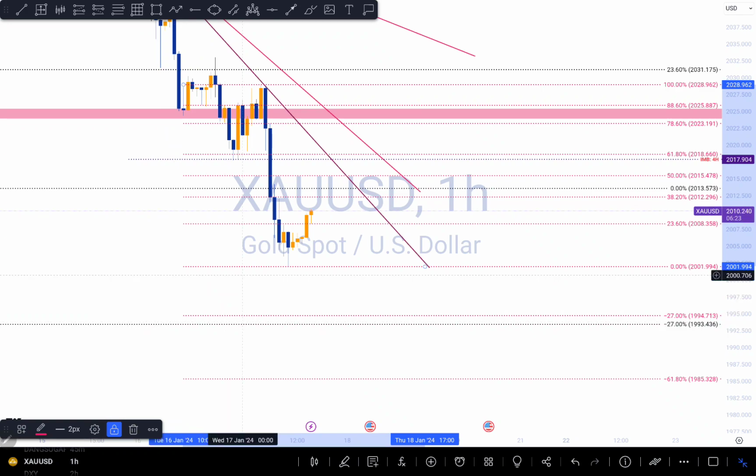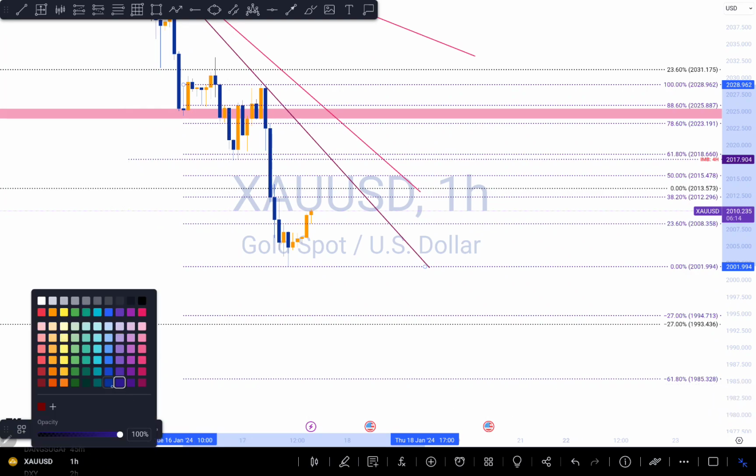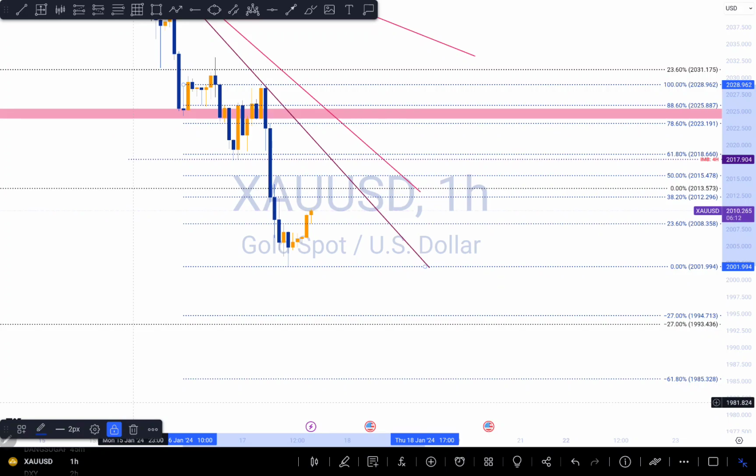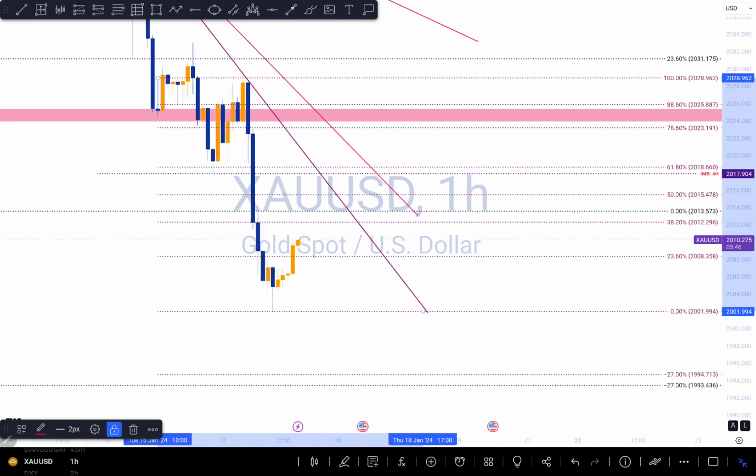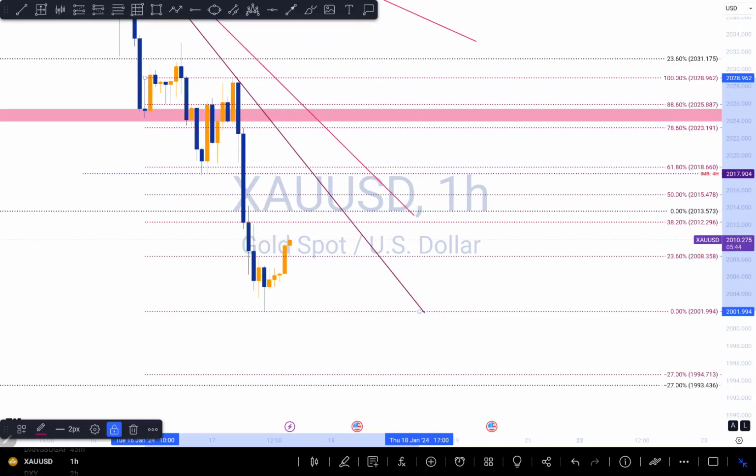So we can see that that aligns well with my overall negative 27% fib level. So now that we draw our mini fib, let's see how that plays out, right?